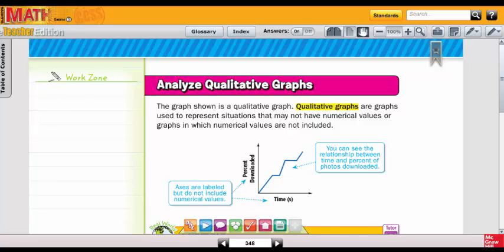Here are your solutions to 4-9. This is Chapter 4, Lesson 9. Lesson 9 is qualitative graphs.